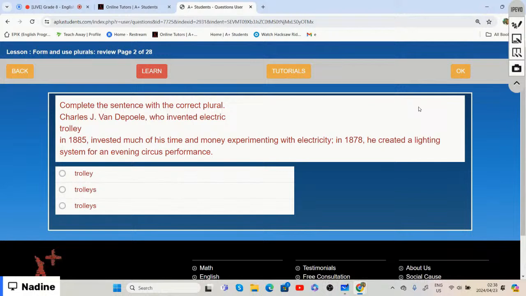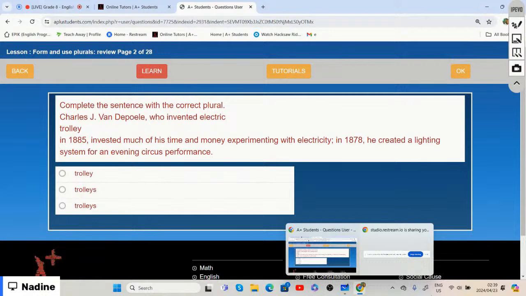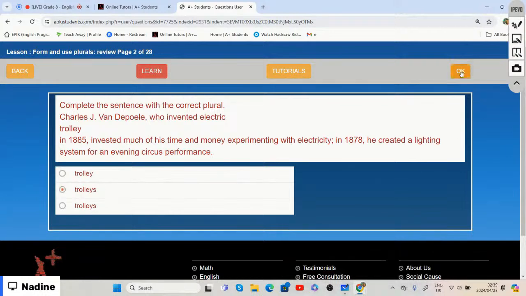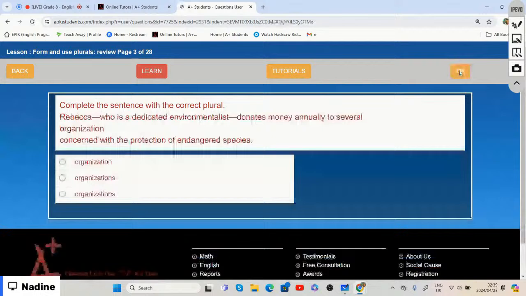or trolleys? Are both words the same? Two and three the same? Looks like both two and three are the same. So do we say it's option one or option two or three? All right, so both two and three are the same. All right, so both are correct.